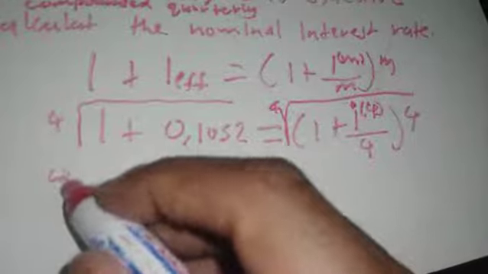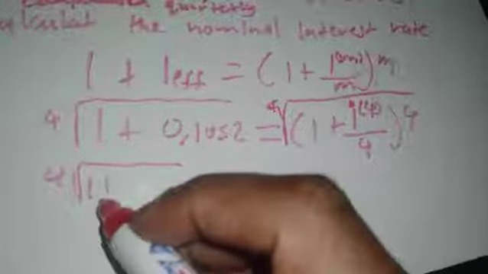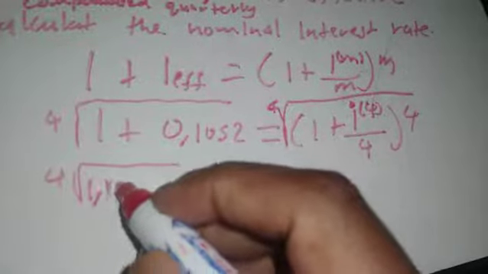Now we're trying to find the nominal interest rate, so we have to make this the subject of the formula. How can we do that? First, we have to remove this bracket. The bracket is there because of the exponent. So I'm going to take the 4th root on both sides. The 4th root of 1 plus this stuff.